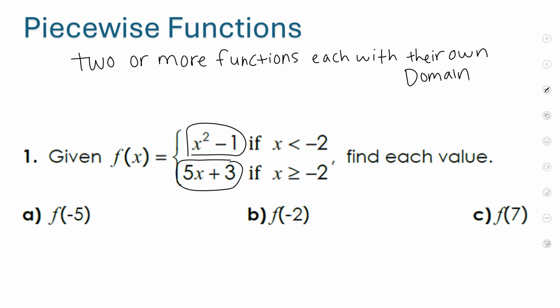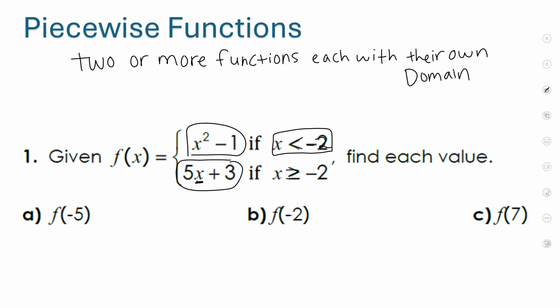So you can't just plug in anything. It's restricted. For this top function, it says you can only plug in x values that are less than -2. Can I plug in a 10? No. It's telling you what you're allowed to plug in. For this bottom one, it says you can only plug in x values that are greater than or equal to -2. So this is an example of a piecewise function. We have two or more functions, and they each have their own domain. They have their own restrictions and requirements.